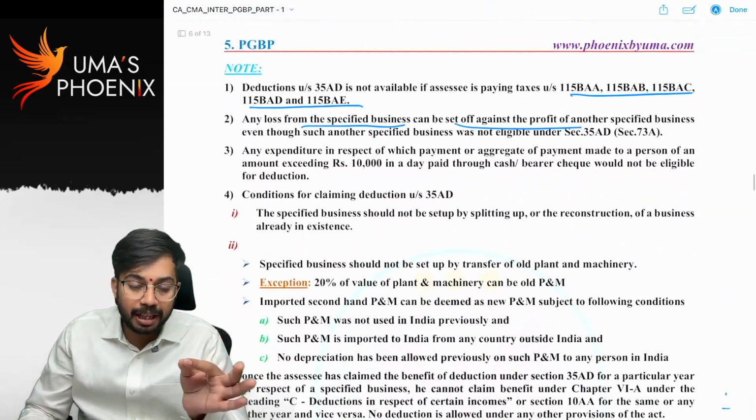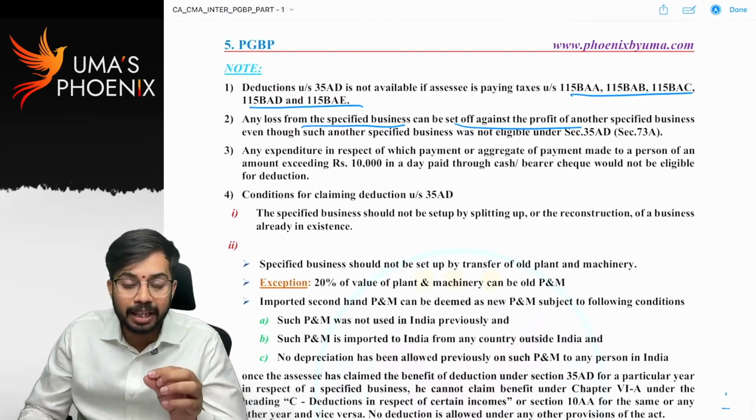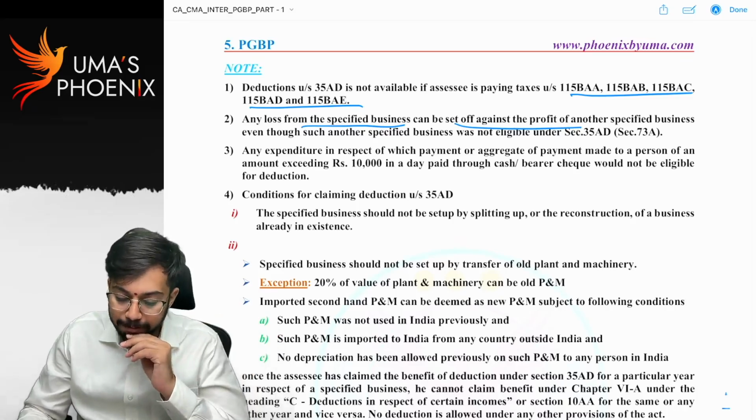So specified business loss can be set off only against specified business profits. Specified business loss cannot be set off against non-specified business profits.